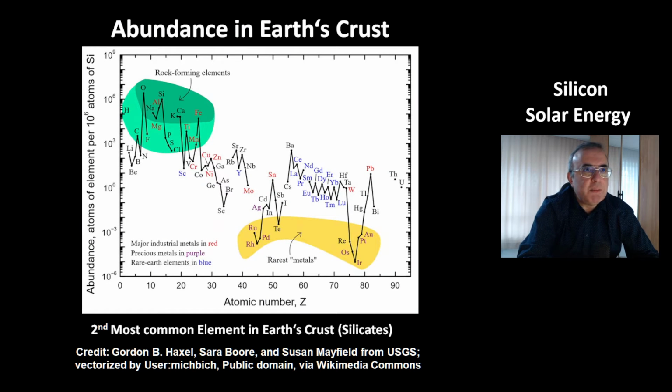This picture shows you the abundance of silicon in the Earth's crust. You can see it is here. It is number 2 in abundance, and it is in Earth's crust as silicate.